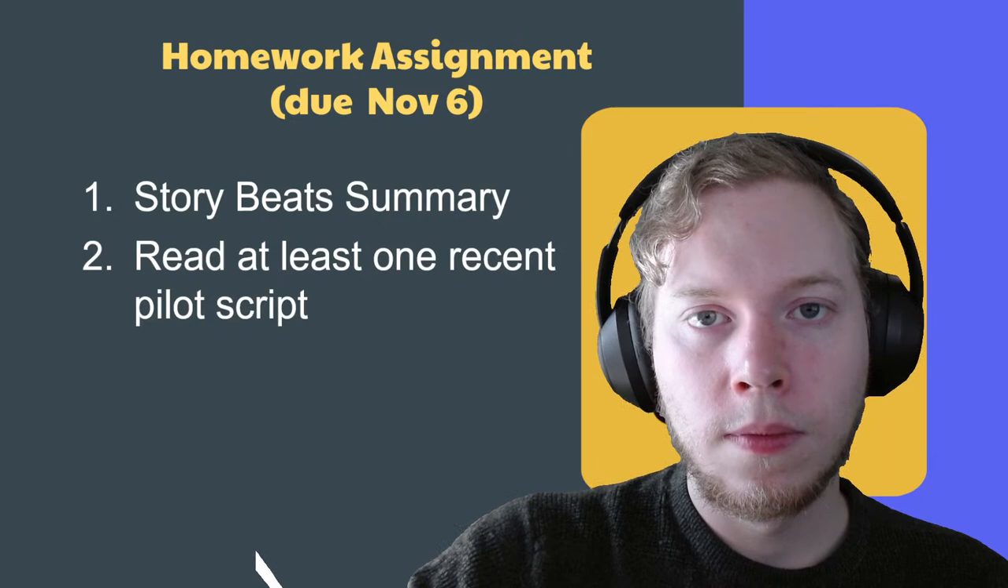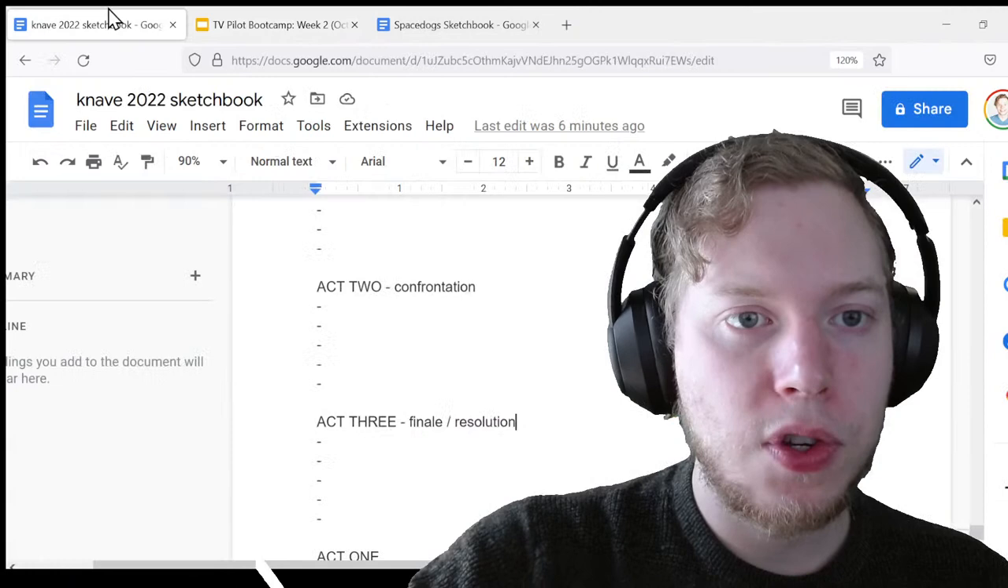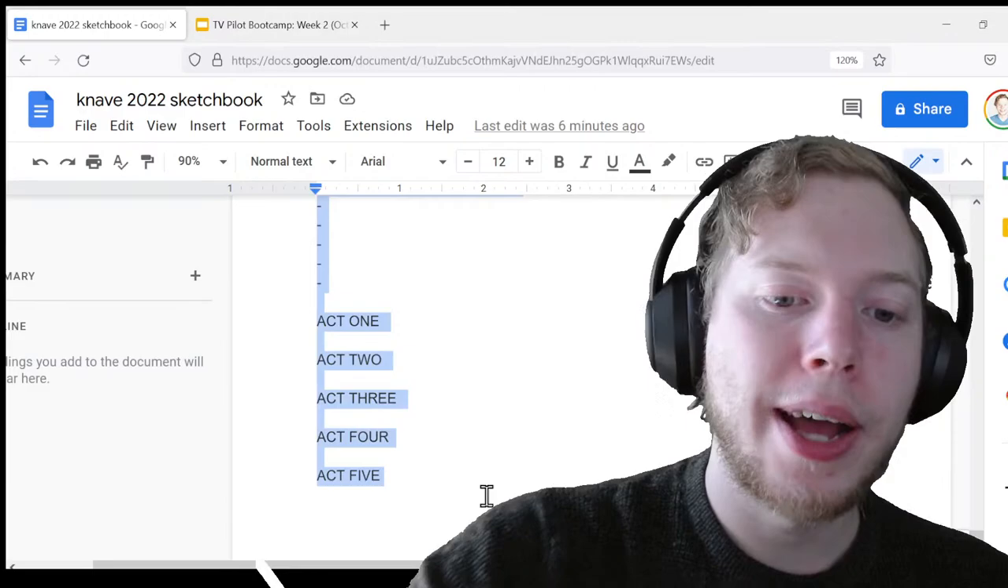Okay, let's look a little bit at my example. So this is going to be just the first draft of the pass at Knave, which is my historical dark comedy. And this one is a half-hour pilot, so I'll show you how the story beats are kind of looking and just give you a sense of what the sketchbook looks like.